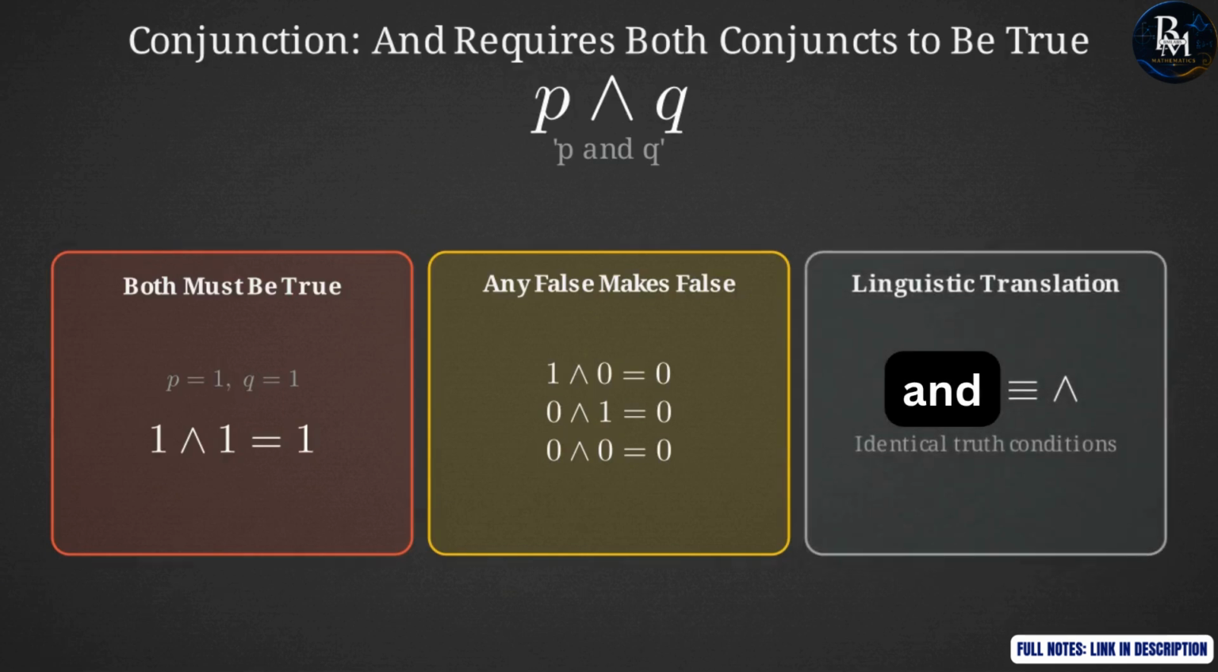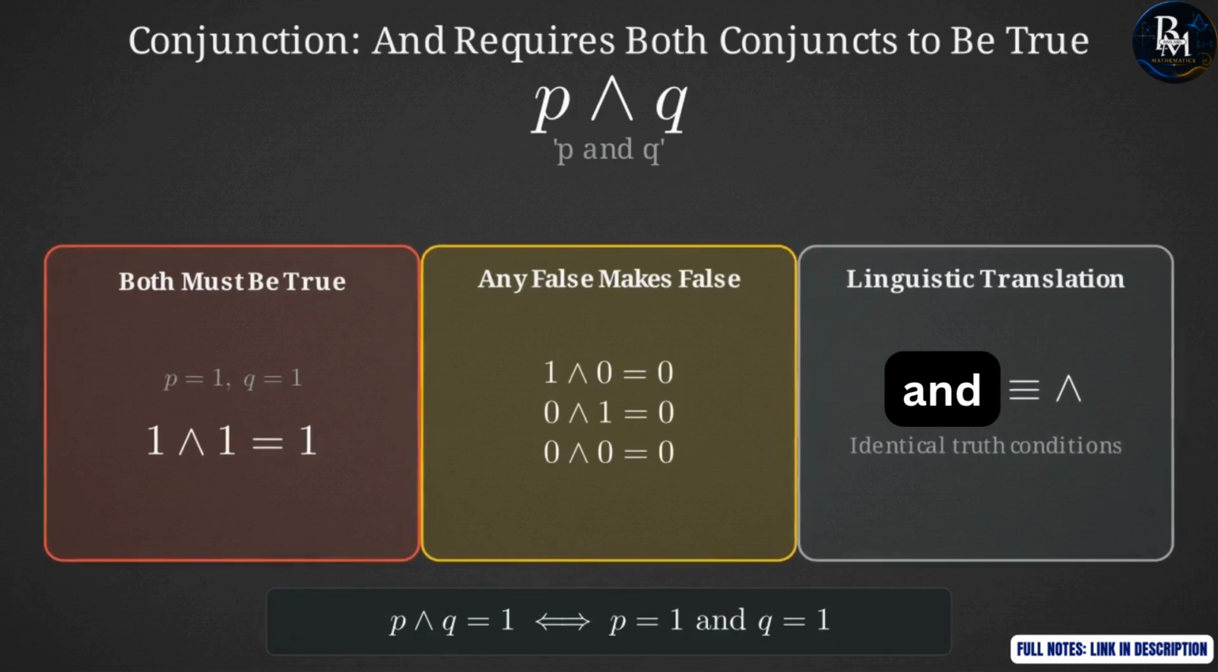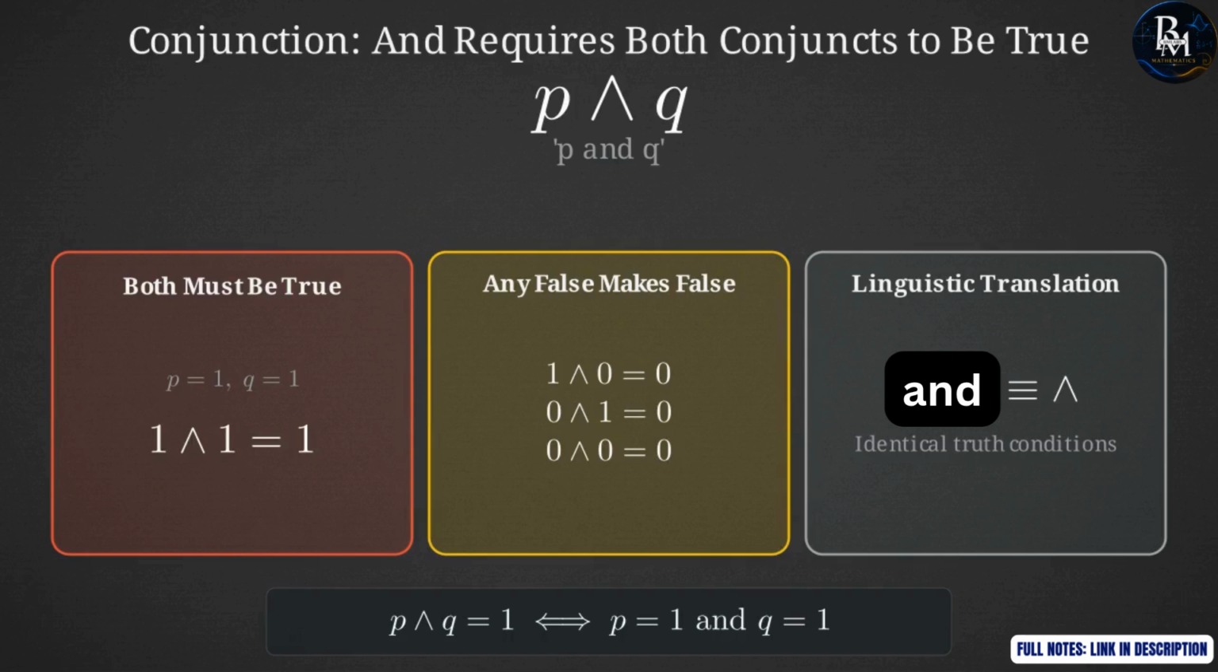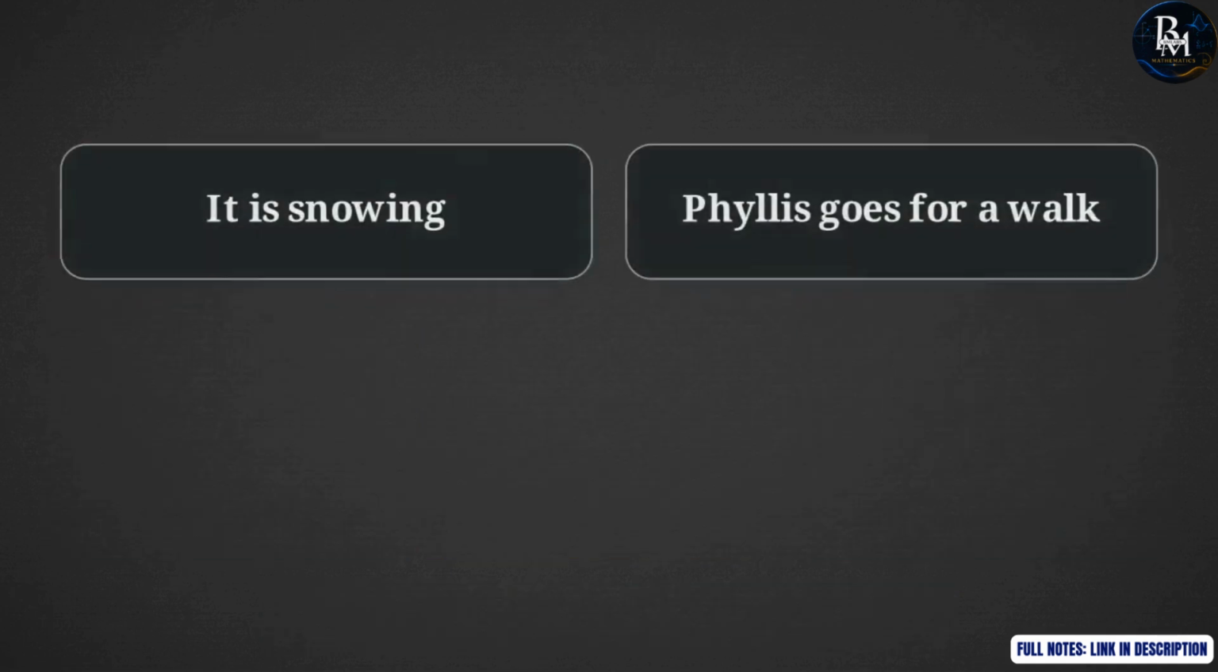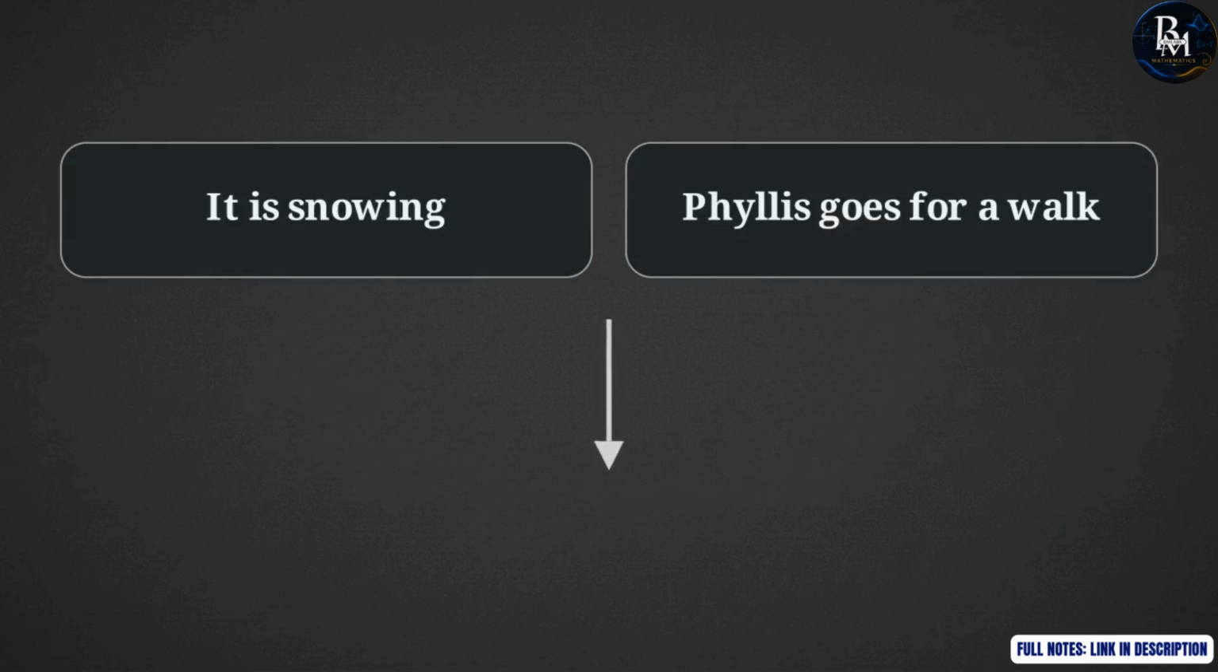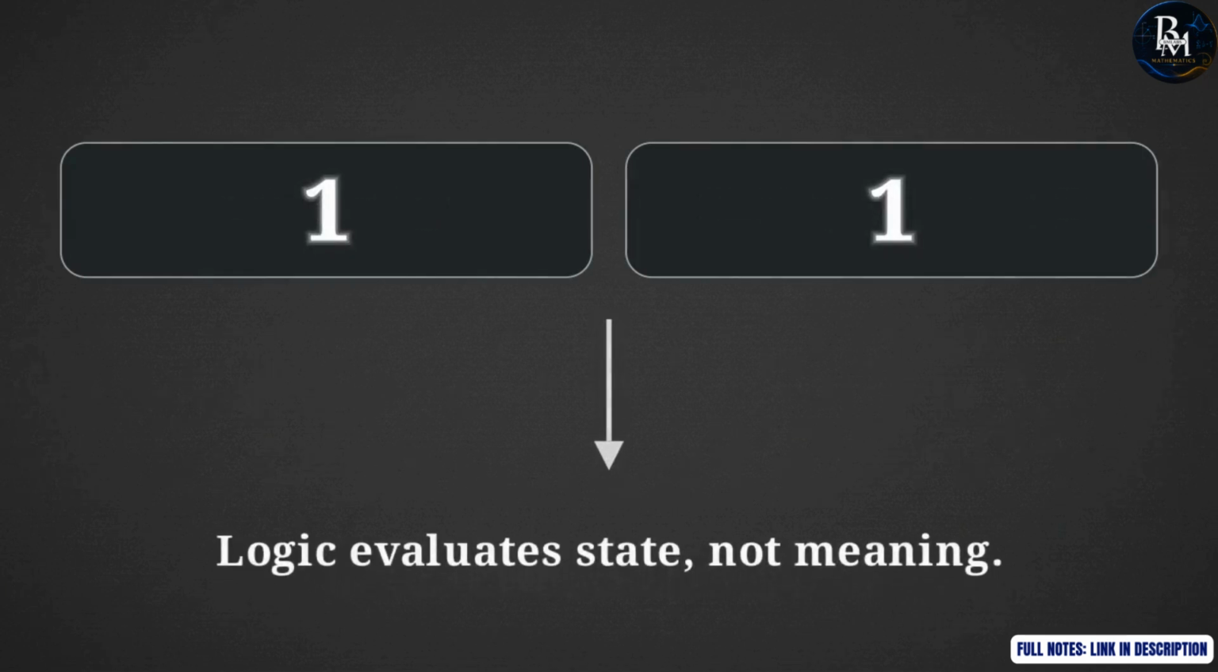English also reserves a surprise. The word "but" carries the exact same truth conditions as "and." Both require all component parts to be true. Those 3 rules dictate everything the conjunction connective does. Notice that we never ask what the sentences mean in the real world. Logic only evaluates their true or false states.